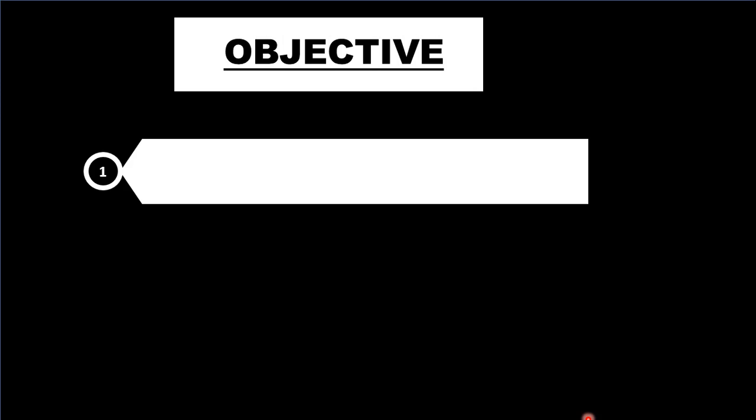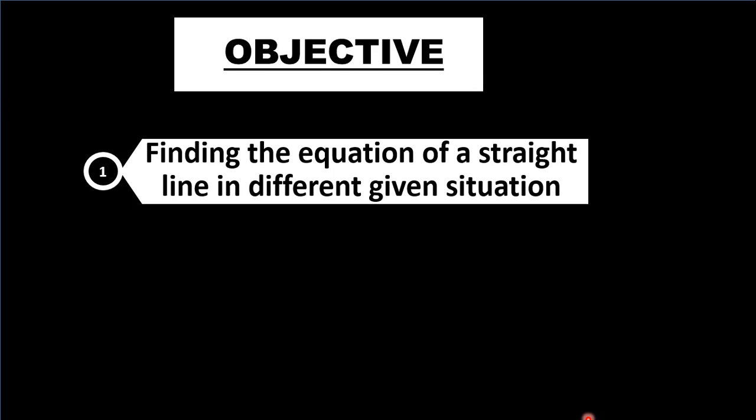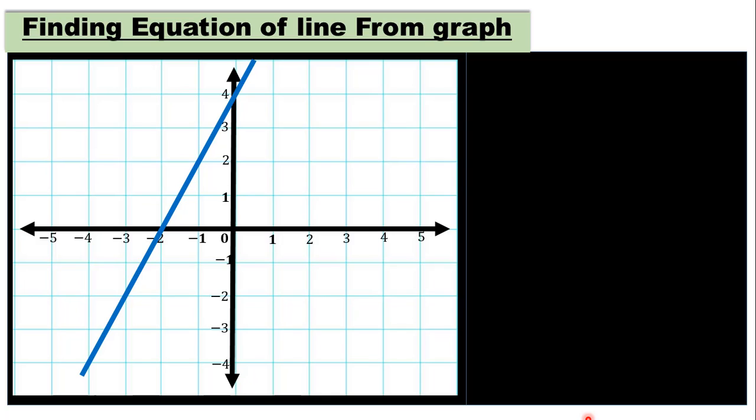Students, the basic objective for today is finding the equation of a straight line in different given situations. Whether we are given the graph of the equation and we have to come up with the straight line equation, or we are given other scenarios and we have to come up with the equation of the straight line. That's what we have to attain in today's tutorial. Students, let's begin with the graph of the equation.